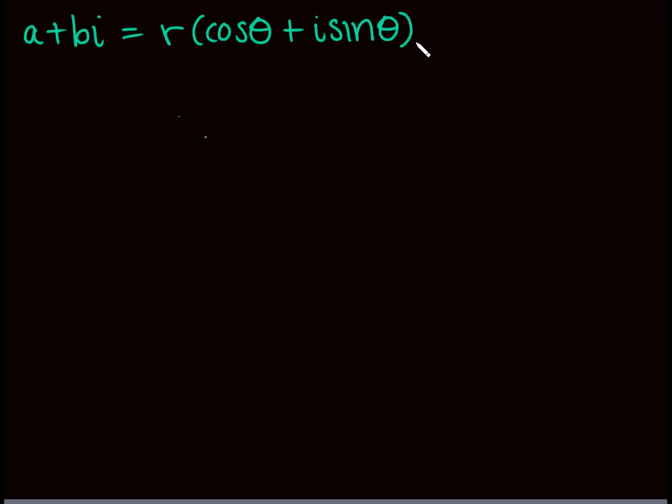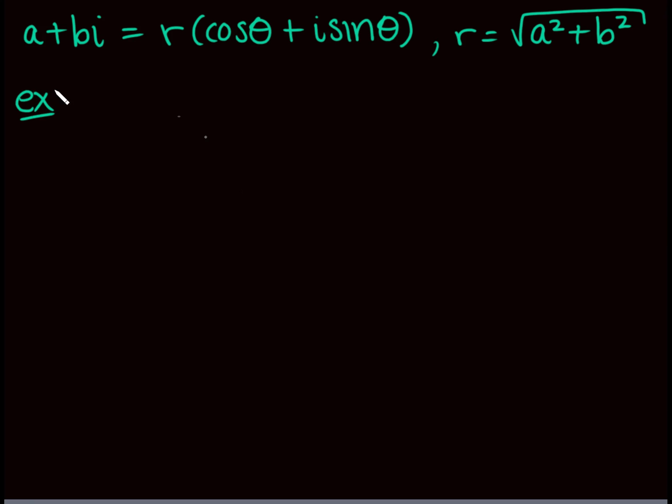I might write that down a couple of times just so I start remembering the trig form of a complex number. So I know that a plus bi, what does that equal? R times cosine of theta plus i sine of theta, okay? R times cosine of theta plus i sine of theta, where R is the absolute value of that complex number. So the square root of a squared plus b squared.